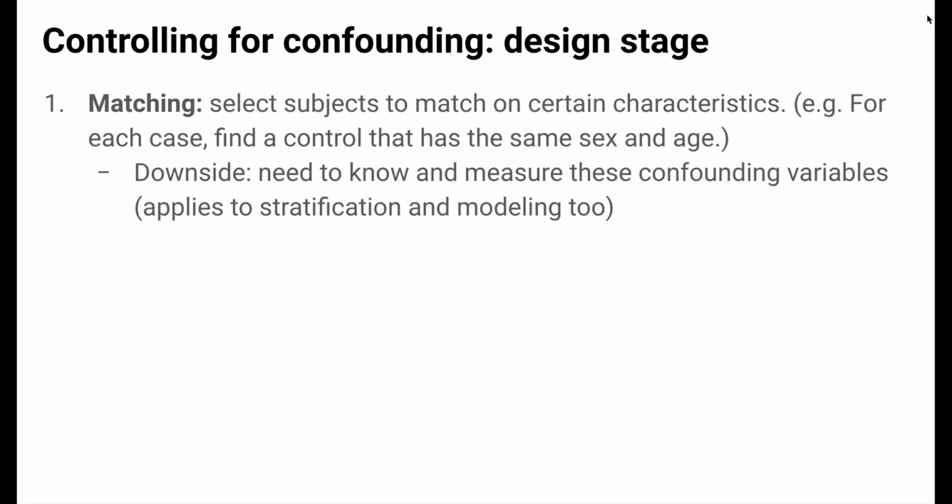So aside from dealing with confounding at the analysis stage, it's often desirable to try to prevent confounding at the study design stage. One way to do this is with matching. This is the process of selecting subjects to match on characteristics that might confound the comparisons we want to make. So, for example, in a case control study, we could find a control for each case that matches on age and sex. The downside of matching, and also stratification and statistical modeling, is that we need to know and measure these confounding variables beforehand.